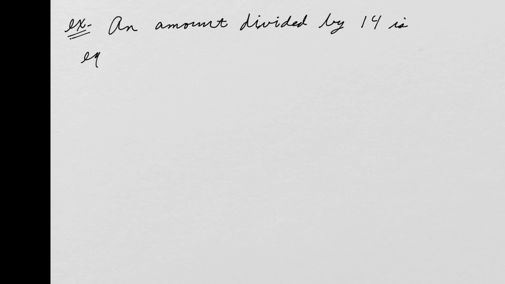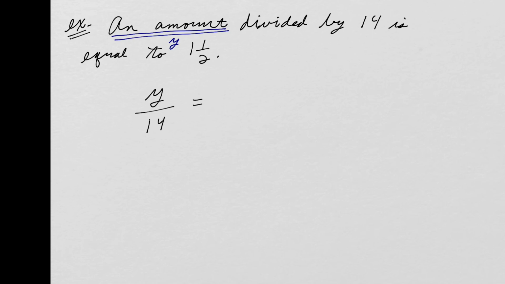Let's say an amount divided by 14 is equal to 1.5. We want to find the amount. Okay, so again, we're free to choose our variable names. Let's call it, I don't know, let's call it y. So an amount we're going to call y. So y divided by 14, I can write that as y over 14, is equal to 1.5. So that's our equation that we want to solve.